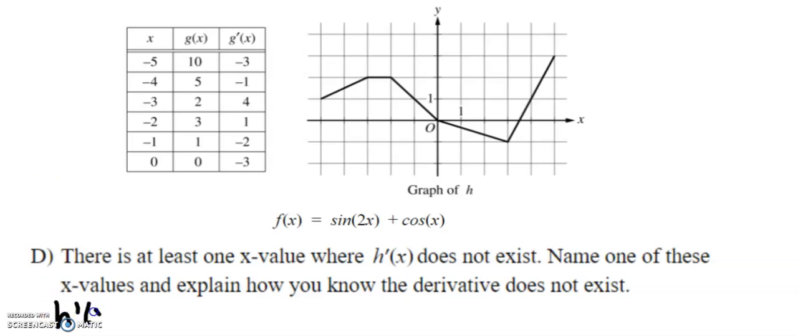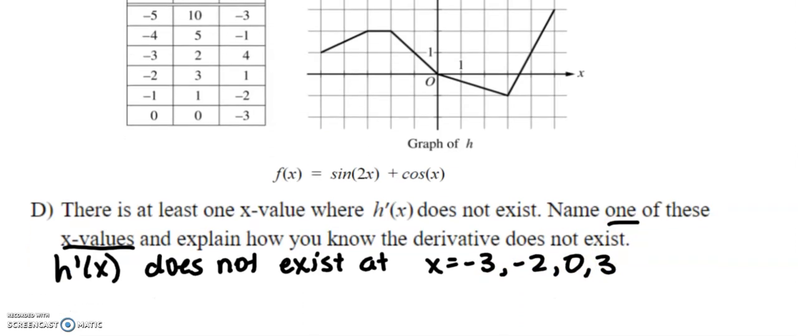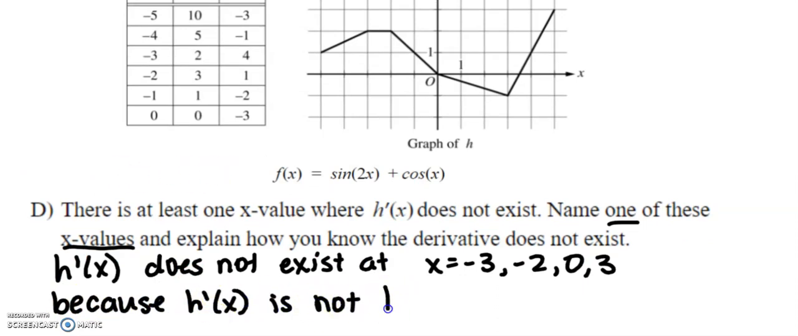So there were a couple of options. We could have said h prime of x does not exist at, and you only had to name one, right? Name one of these x values. Some of you listed x's and y's. We just need x values. H prime of x does not exist at x equals -3, -2, 0, or 3. So any one of those answers was correct. And we could say because h prime of x is not locally linear. And the reason it's not locally linear is because of the sharp turn.